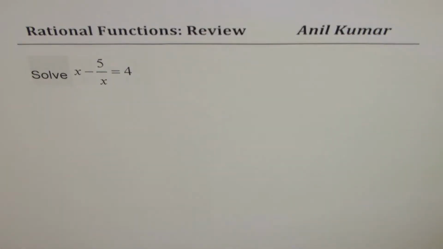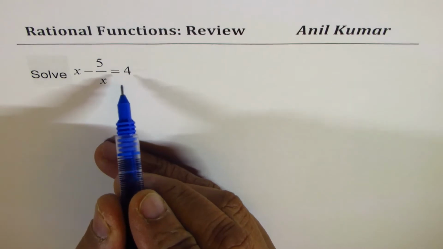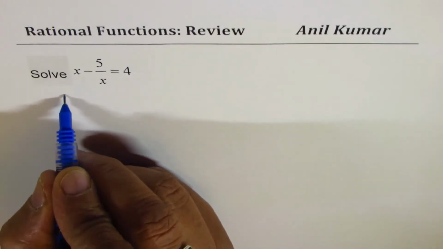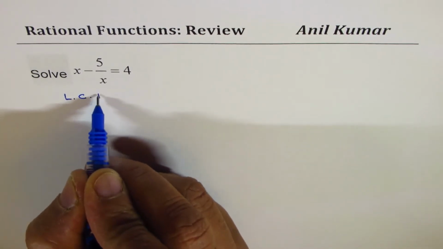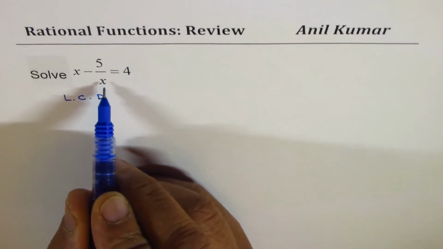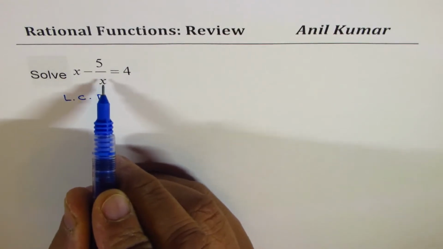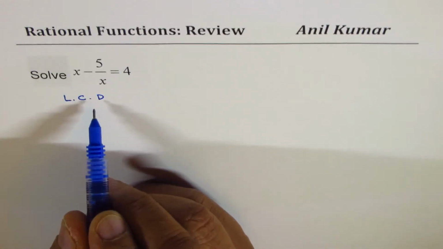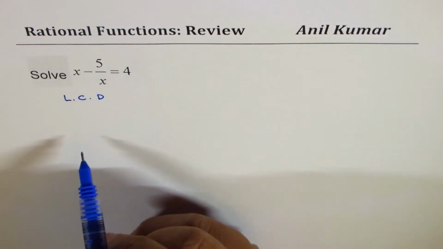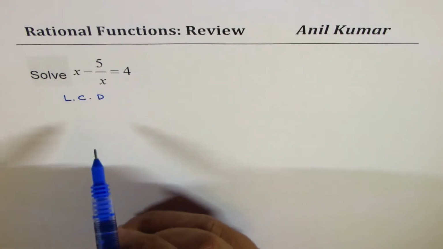So let's begin with the very first one, which is x minus 5 over x equals 4. Now if you have a condition like this, we should take the lowest common denominator, which is x, right? So we could do that. We can take the lowest common denominator on the left side and begin, or we can take all the terms to the left side and then start. So either way it can work.